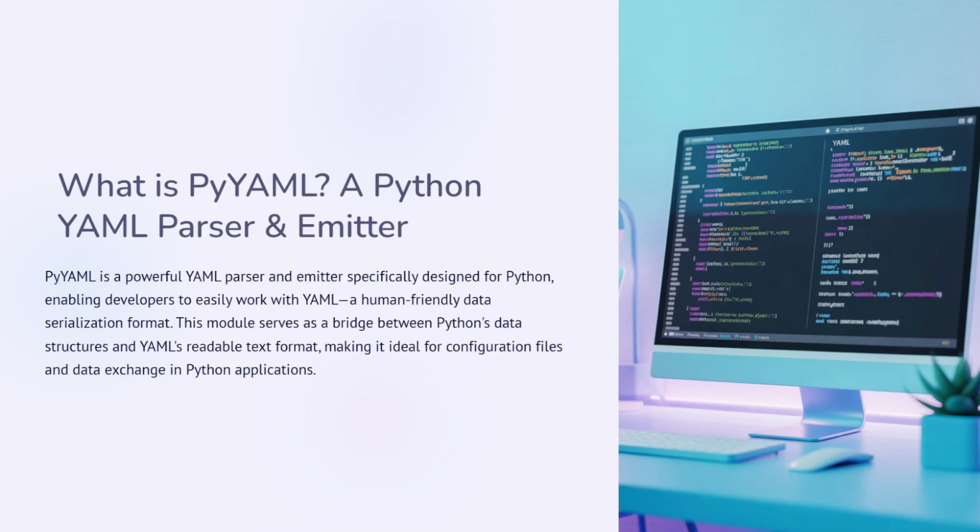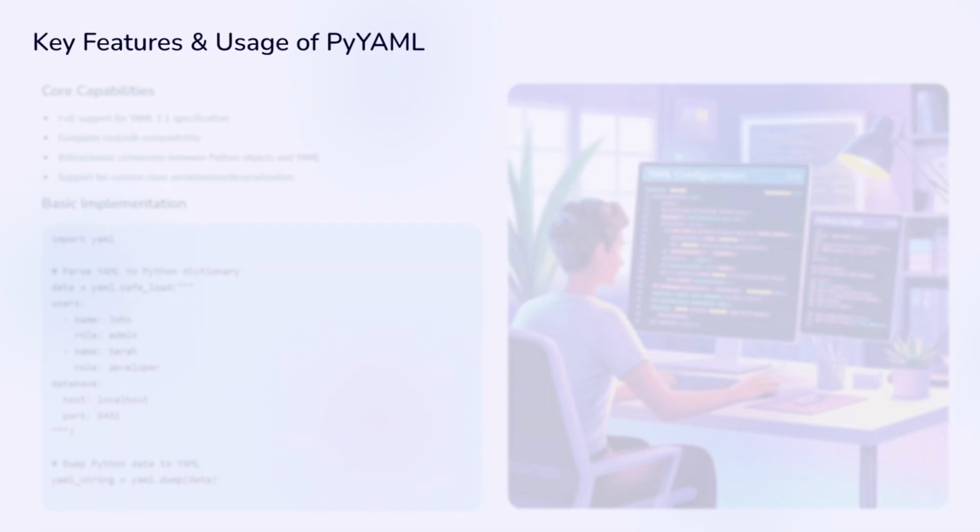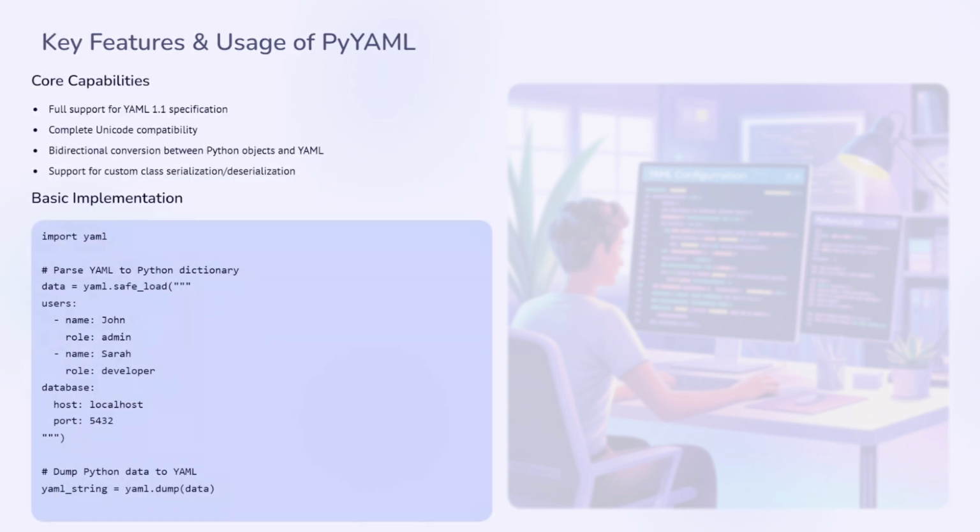This module serves as a bridge between Python's data structures and YAML's readable text format, making it ideal for configuration files and data exchange in Python applications. So what are the key features and usage of PyYAML? We'll look at the key features, the core capabilities, and then we'll look at an example code where you can try it out for yourself in VS Code to understand how PyYAML actually works. So let's get to it.